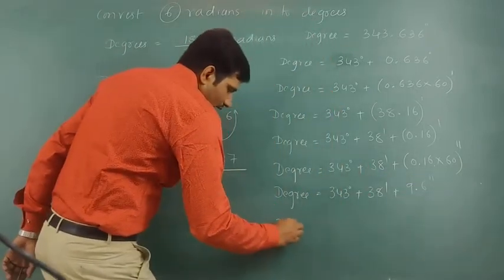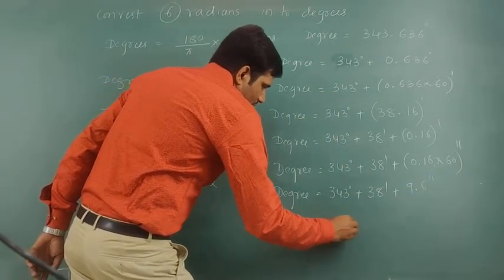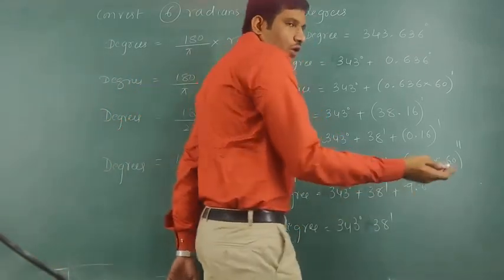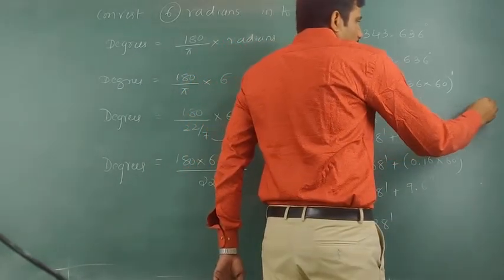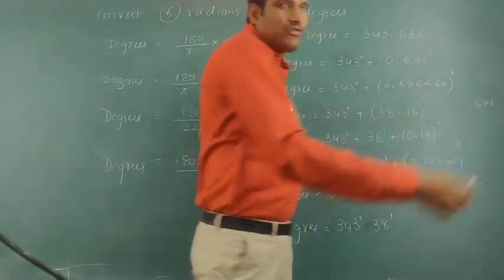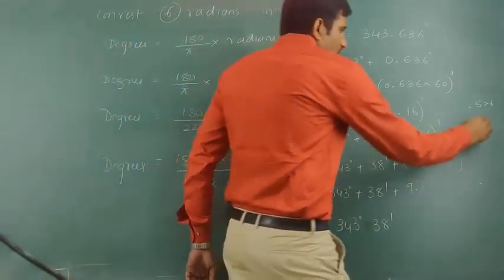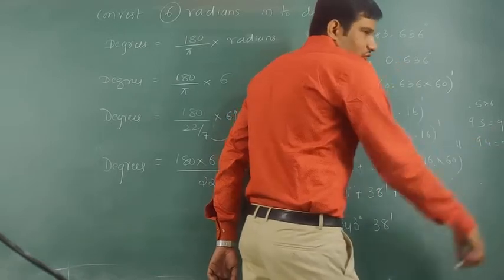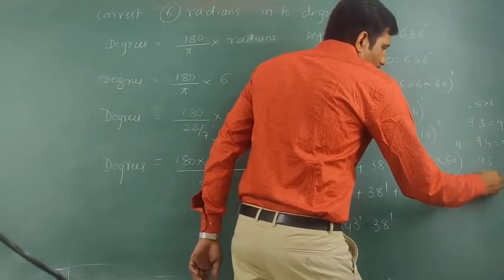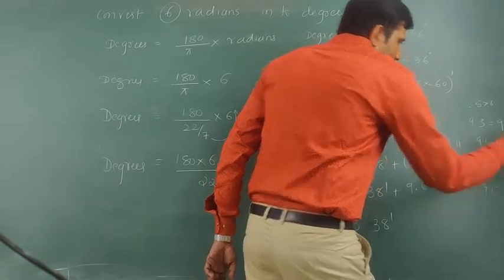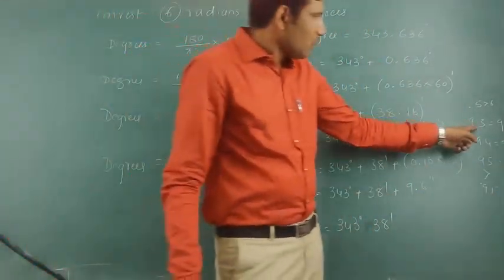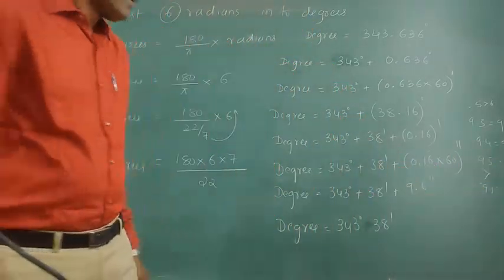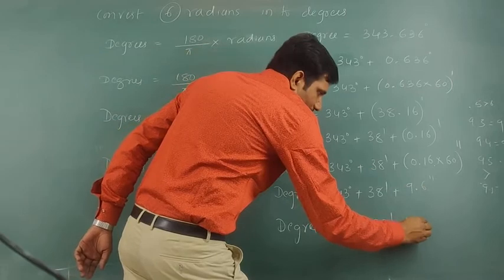Now we can write the final answer: 343 degrees, 38 minutes, and 9.6 seconds rounded off to the higher value. When the digit after the decimal point is 5 or more, we round off to the higher value. If it is 9.3, we round off to 9. If it is 9.4, we round off to 9. If it is 9.5 or more, we write it as 10. So 9.6 we write as 10 seconds.